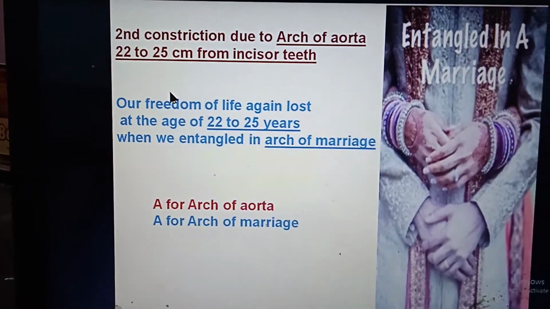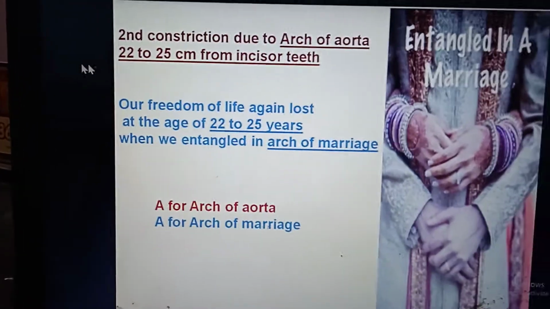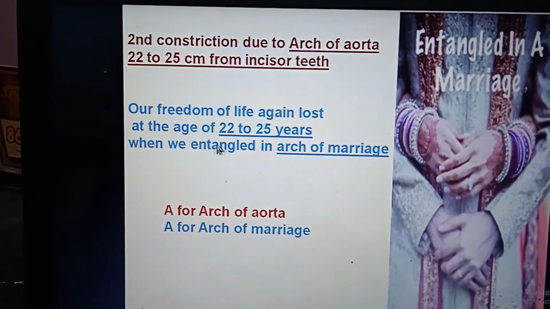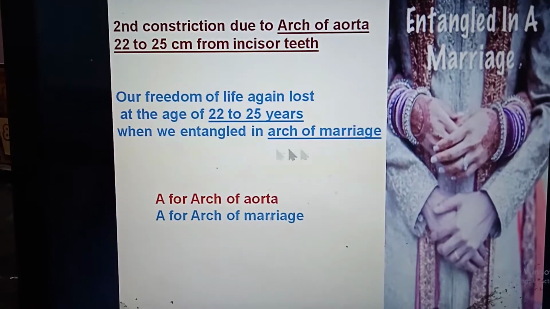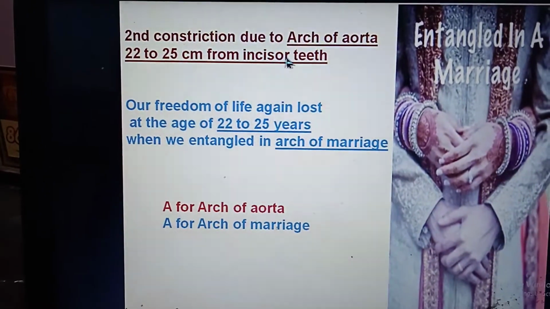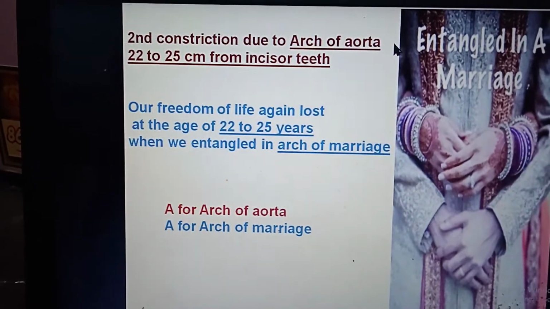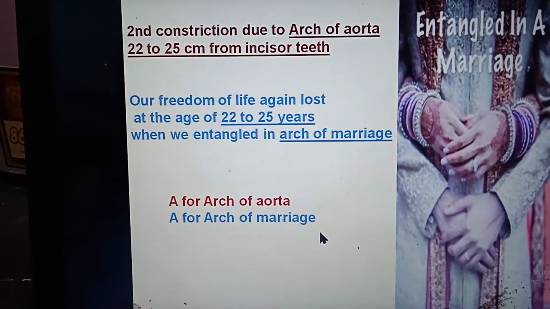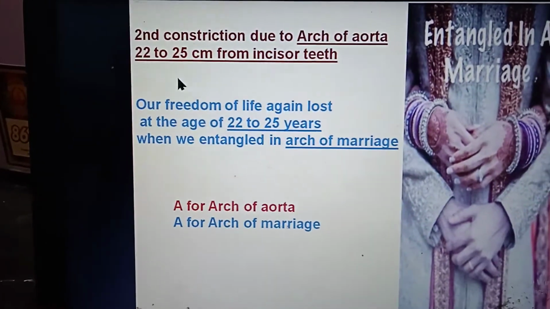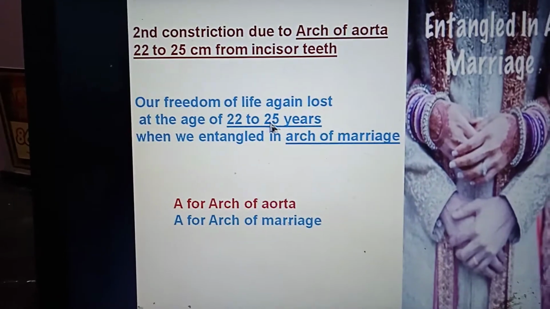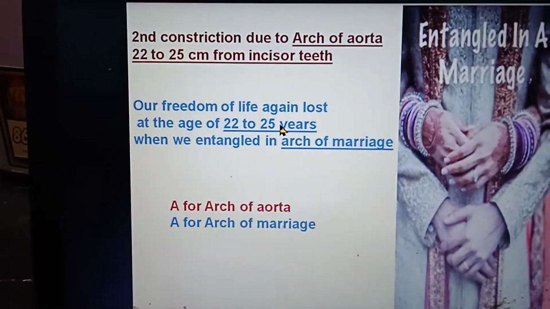Now the second constriction at the age of 20 to 25 years. This is the age of marriage, when we are entangled in the arch of marriage. So second constriction due to the arch of aorta, A for arch of aorta and A for arch of marriage. 22 to 25 centimeter from the incisor teeth, same as 22 to 25 years, the age of marriage.